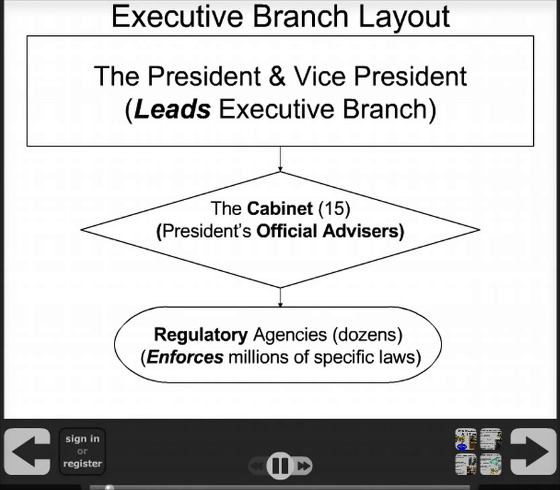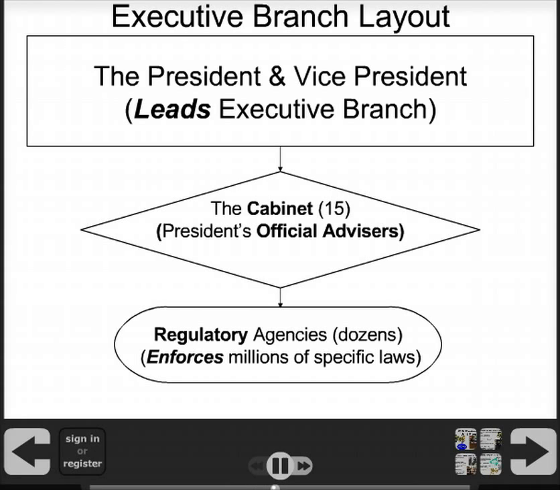Now, how does this system of president, cabinet, and regulatory agencies work? They are organized in a hierarchy, just like a business, like a restaurant. Let me show you what I mean. At the top of your screen, the president leads the executive branch, like the owner of a restaurant leads his or her business. In the middle, we have the cabinet.